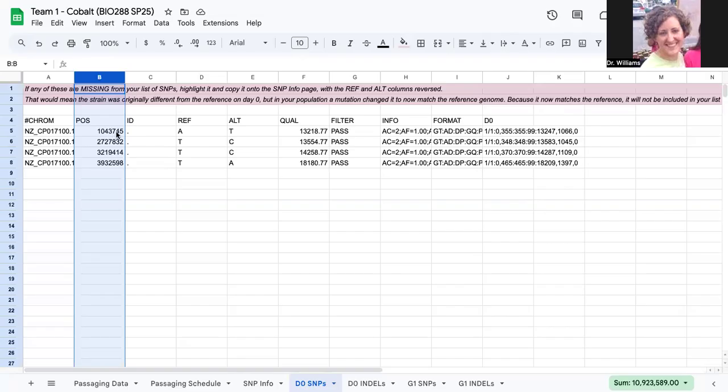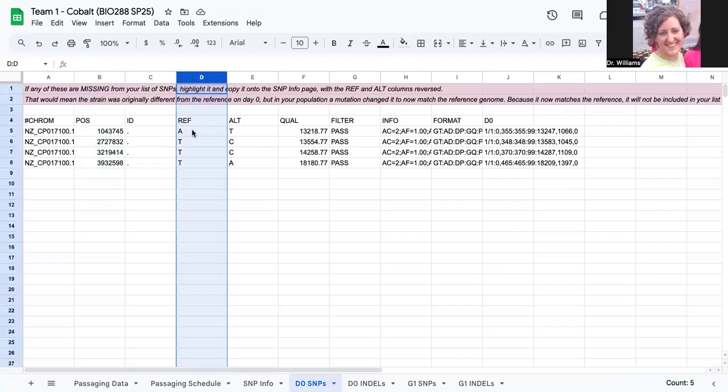And yes, that's a lot of scrolling. Ref stands for reference. So this is the base that is present in the reference genome. That's the base that you're going to see on Benchling in that location. Alt stands for alternative. This is the alternative base that was present in the sequencing data. So effectively, this is the mutation. It started as an A, and it was mutated to a T at, again, base number 1043745.